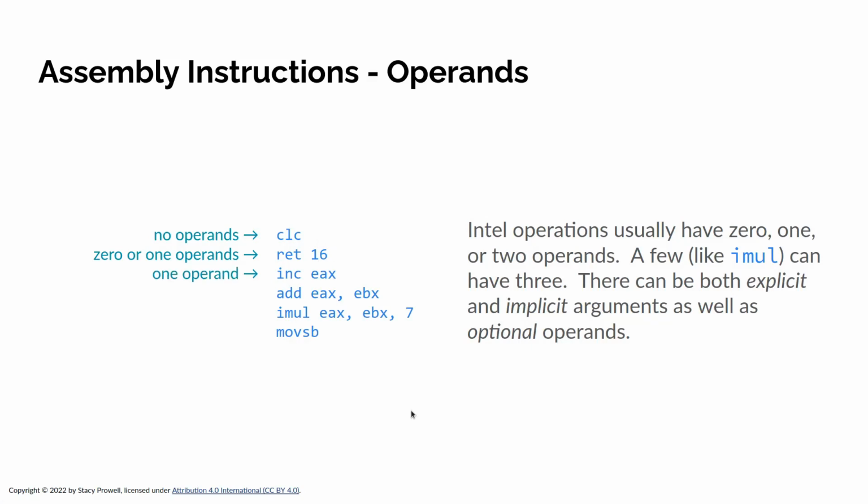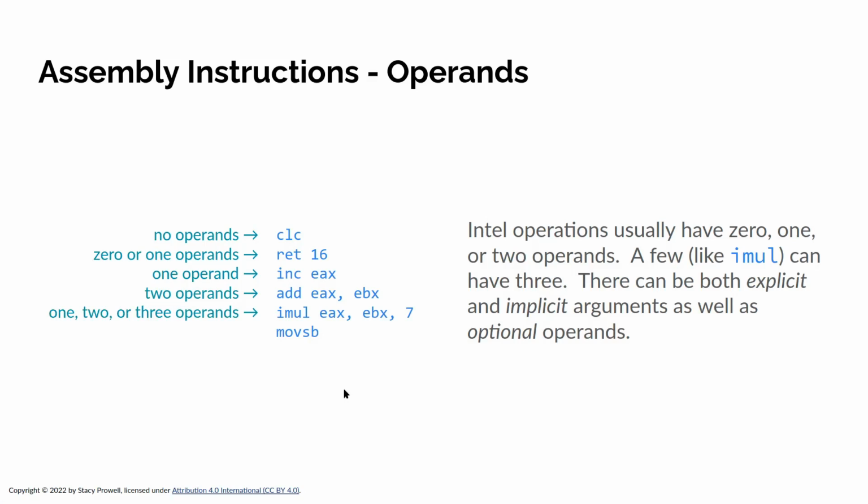Increment has a single argument. That's the thing you increment. So it has 1 parameter. Add here has 2. This adds the value in EAX and the value in EBX and stores it in EAX. So again, the L value is on the left.